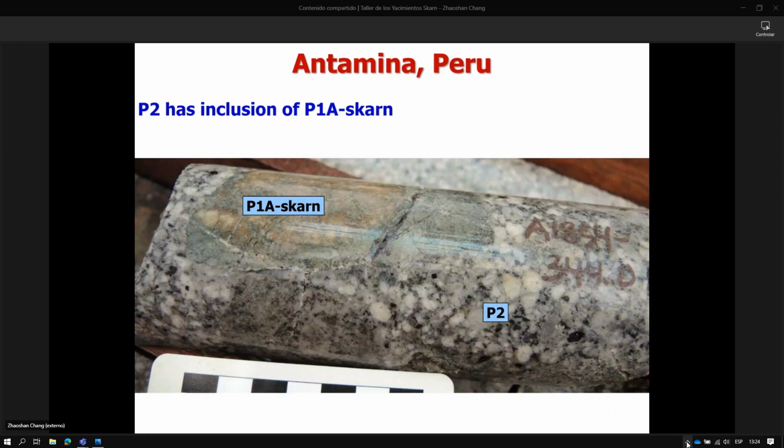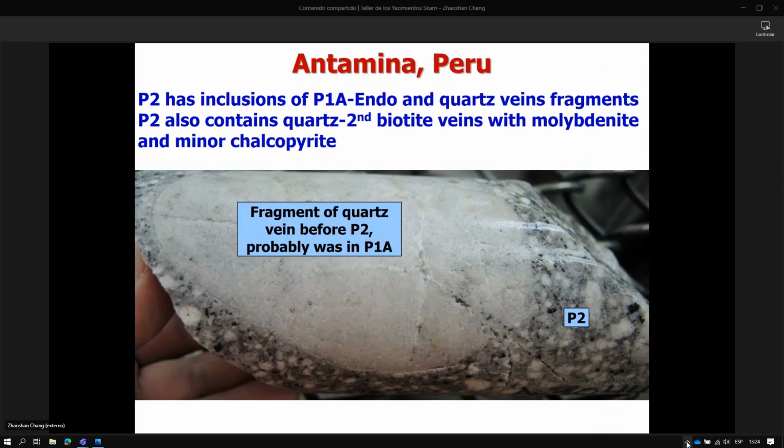I haven't seen it here yet, but if you guys see it, take a photo and share it. And in this one, you see a piece of pure quartz inside the P2. I believe this is actually a quartz vein. We're only seeing the quartz vein itself.